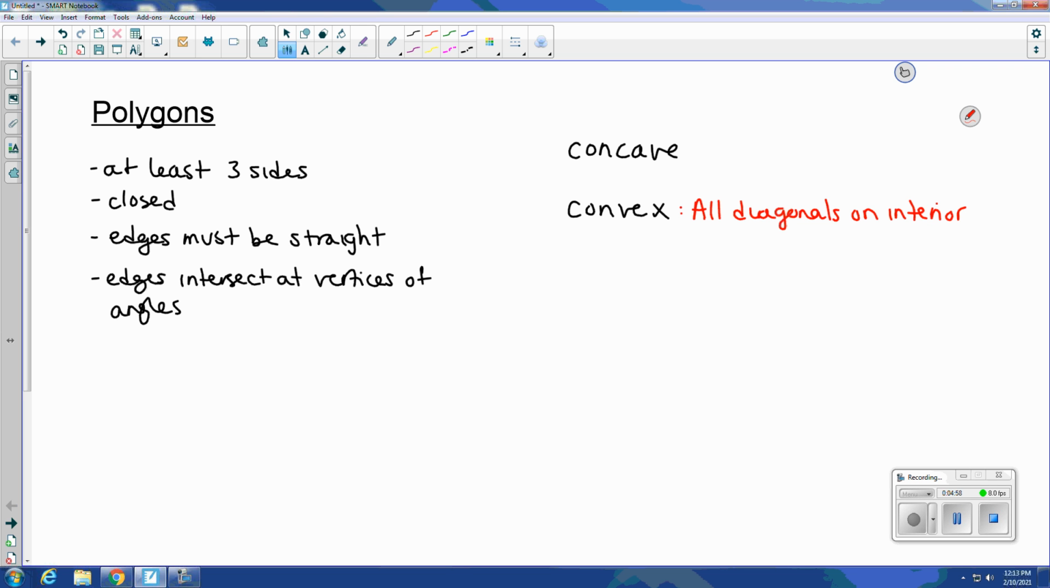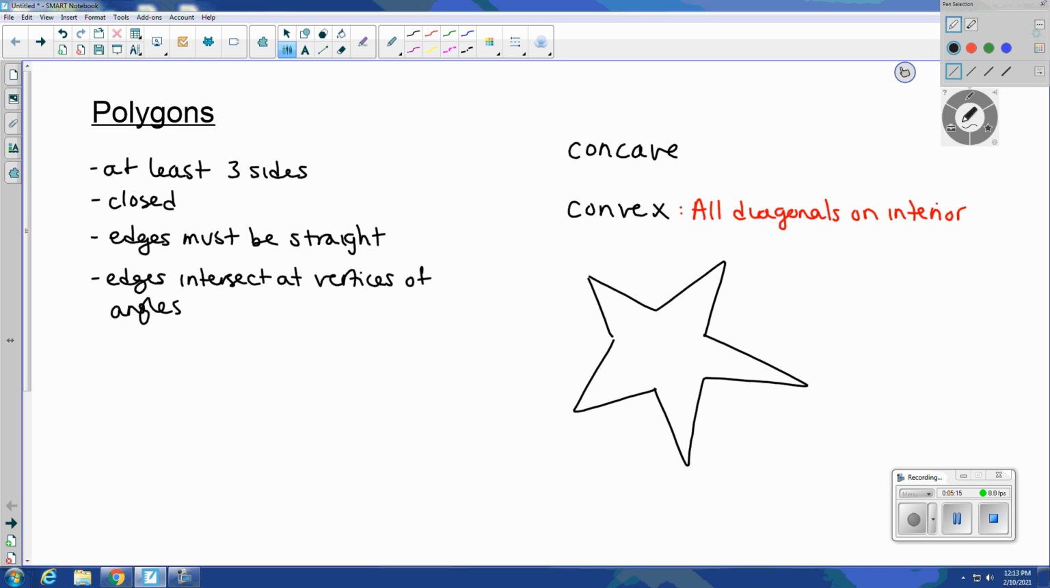Now, what makes something concave? Well, concave is going to be if we can just find one diagonal, that's all it takes, one diagonal that is on the exterior. So let's say we have this star shape. We can see that it's a polygon. So the diagonals, again, are the lines that connect non-consecutive vertices. So immediately, if I take this vertex and connect them, we have a diagonal that occurs on the exterior. So not all diagonals are on the interior, and therefore it's concave.